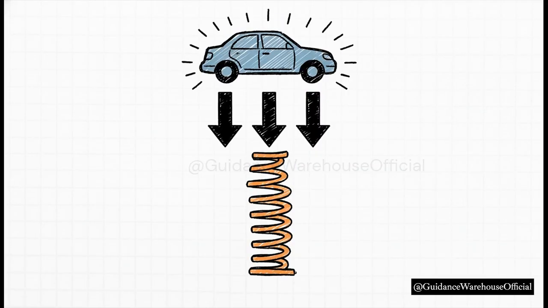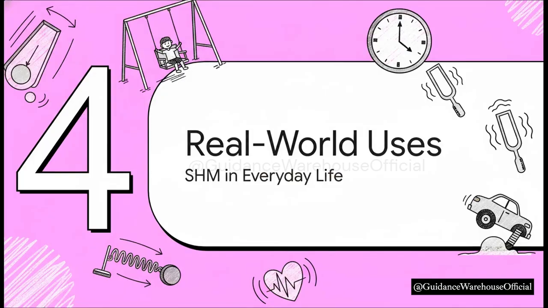When the car bounces to its very highest point, right before it starts coming back down, what does it have to do? It literally has to stop entirely to change direction, right? So at maximum displacement, the velocity has to be 0, even though the spring's pull, and therefore the acceleration, is at its absolute maximum. Section 4, Real-World Applications.